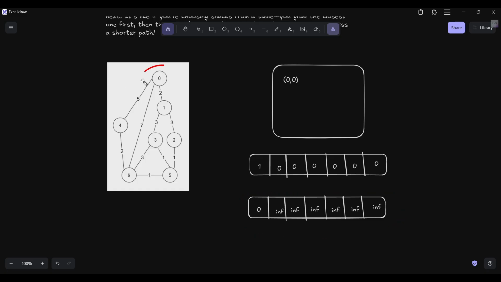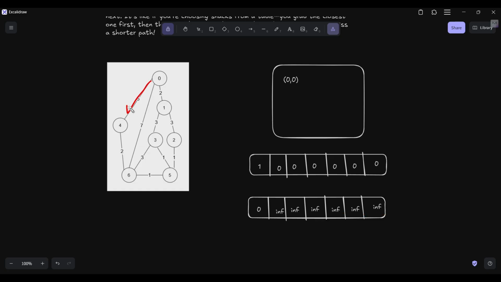First, from 0 the distance is 0, because to reach 0 from 0 takes 0 minutes. And for the others, at first it will store infinity, because we can't reach any node at first. So let's check.